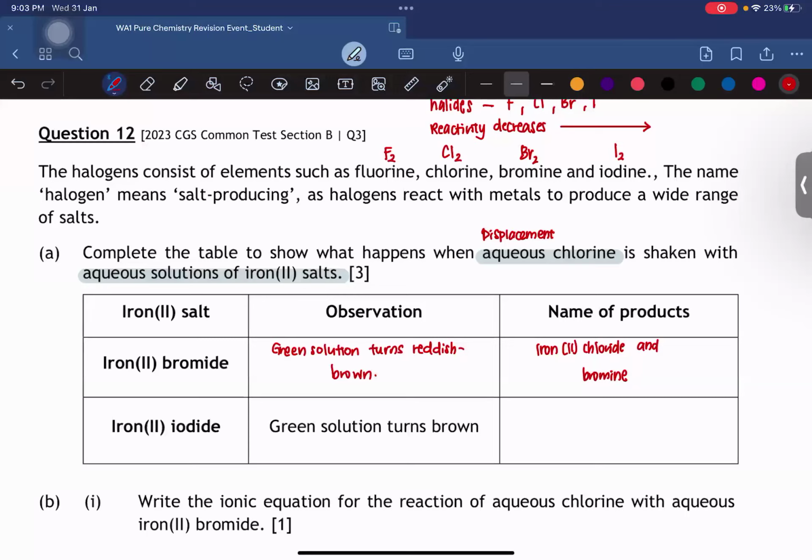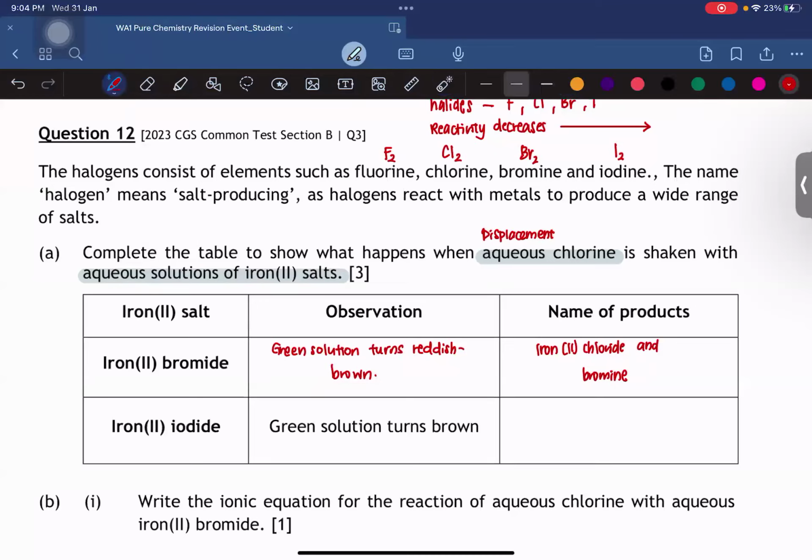Guys, who is responsible for the green solution? Iron 2 bromide or iron 2 chloride? Bromide. Surprisingly, guys, iron 2 chloride is a white salt. It's not green. When in water, it becomes a colorless solution. Understand? Okay. The reddish brown is due to bromine, your aqueous bromine. Clear?